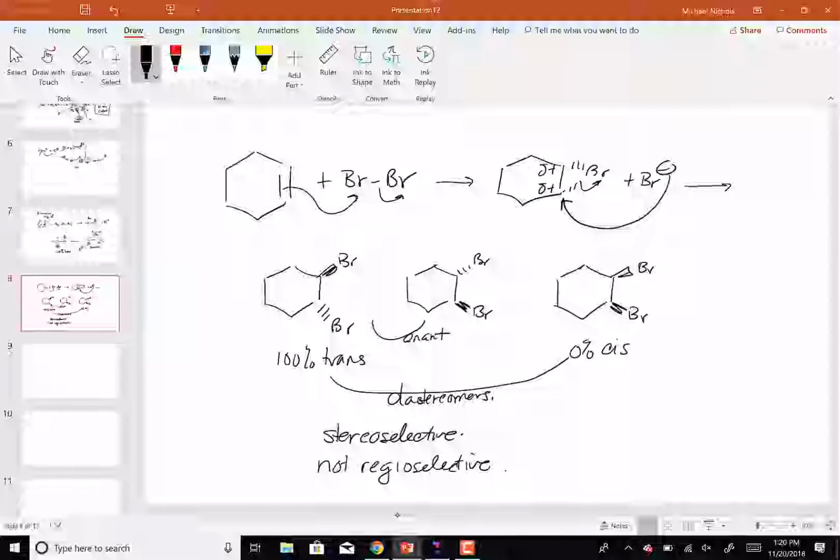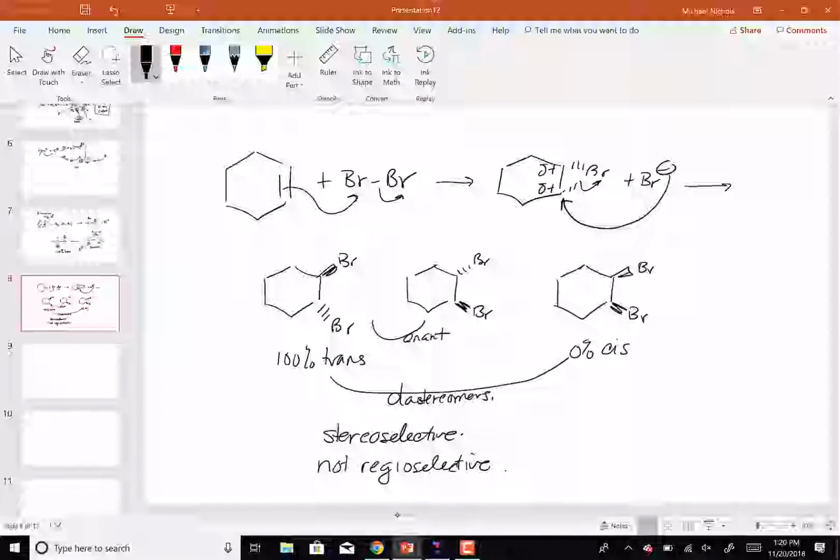Sorry, can you say that again? You said it's 100% trans, no anti. Right, so the two things that we're adding are two Brs. There's no Markovnikov or anti-Markovnikov that we have to worry about. And then it's 100% trans. Those are the three characteristics for this reaction.